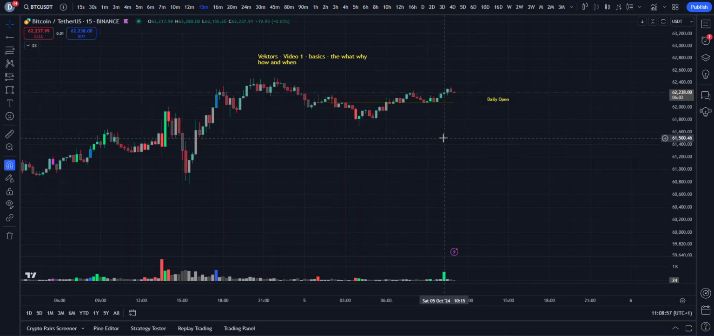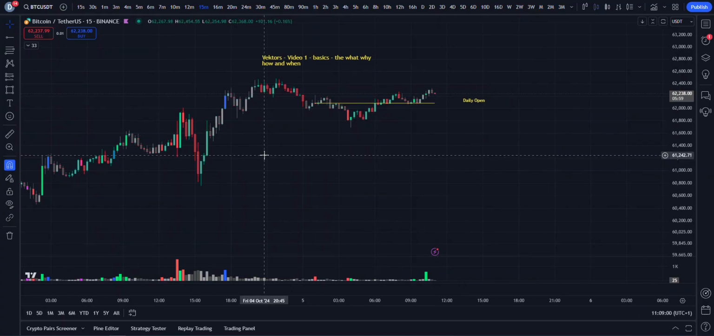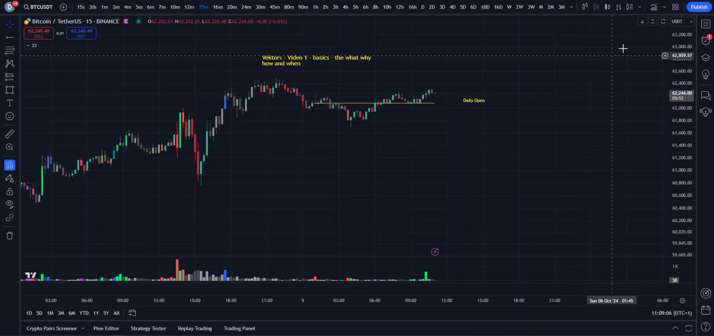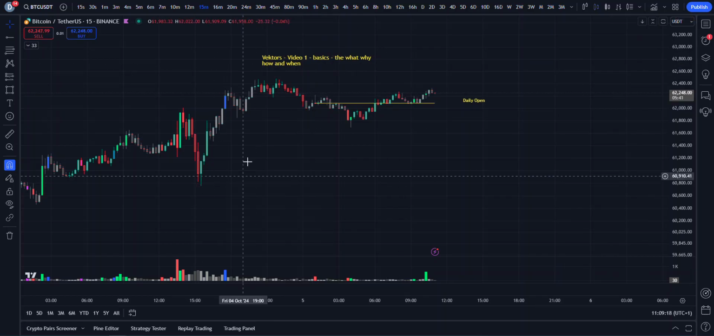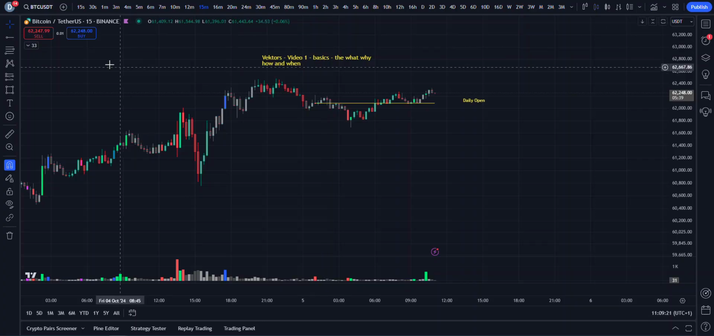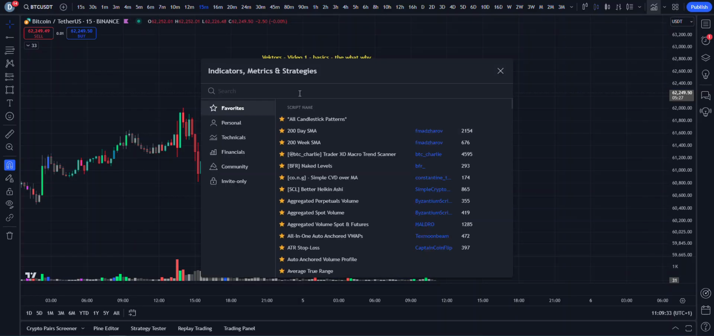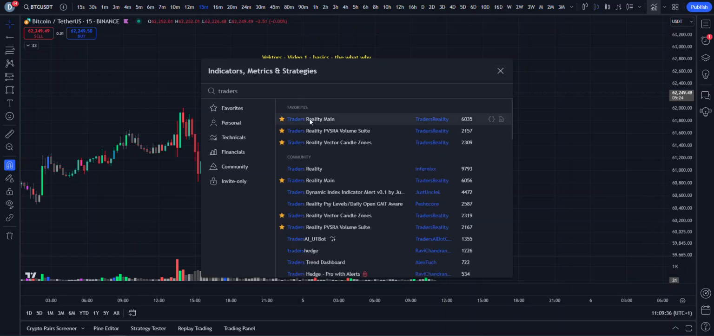To start off, to get vectors on your chart, there are a few indicators within TradingView that you can use. The most popular one, and probably the best proponent of using vectors, is Tino from Traders Reality. I've got my vectors on the chart already, and I'm using Bitcoin, Tether US, Binance, which is the spot pair. I'll go into switching charts and what are the best ones to use a little later. Here you would go Traders Reality Main by Traders Reality, and click that on your chart.